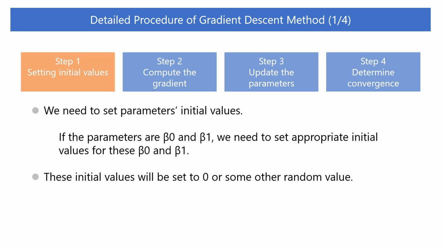Before computing the gradient, we need to set the parameters' initial values. If the parameters are beta 0 and beta 1, then we need to set appropriate initial values for these beta 0 and beta 1. These initial values will be set to 0 or some other random value.